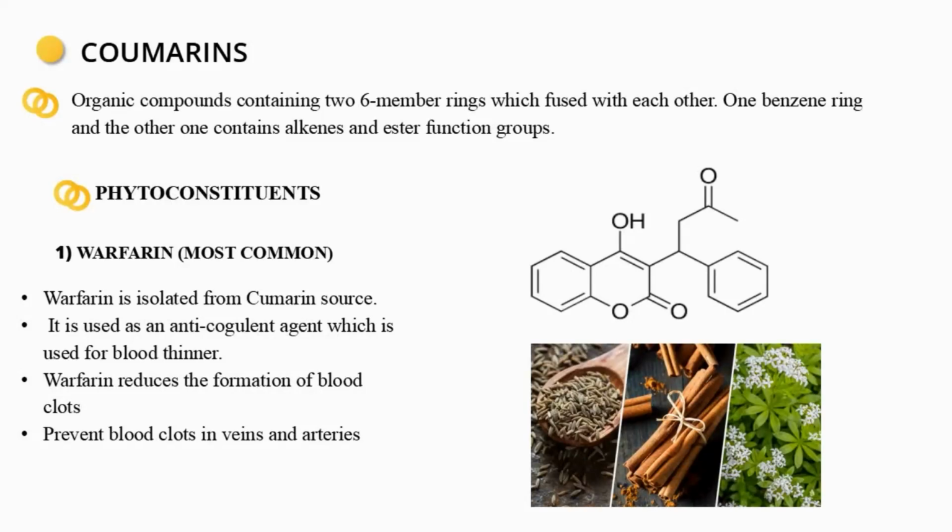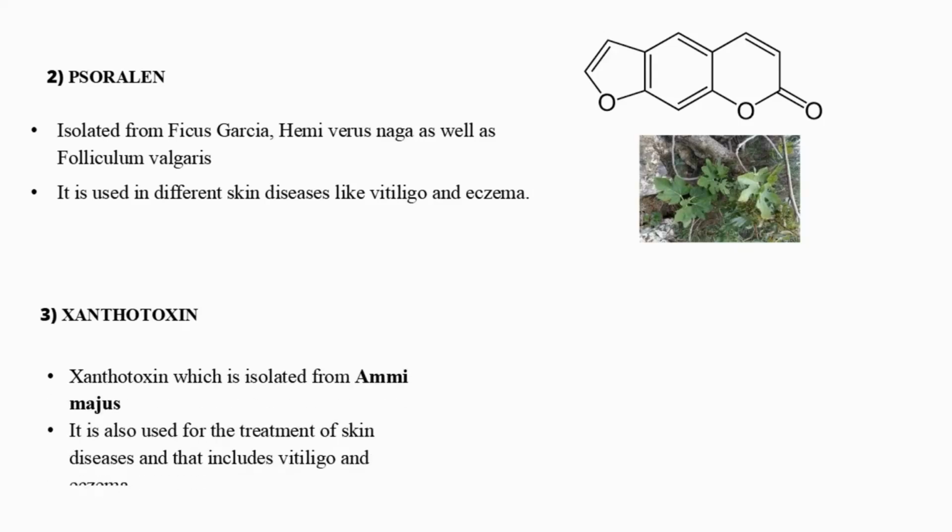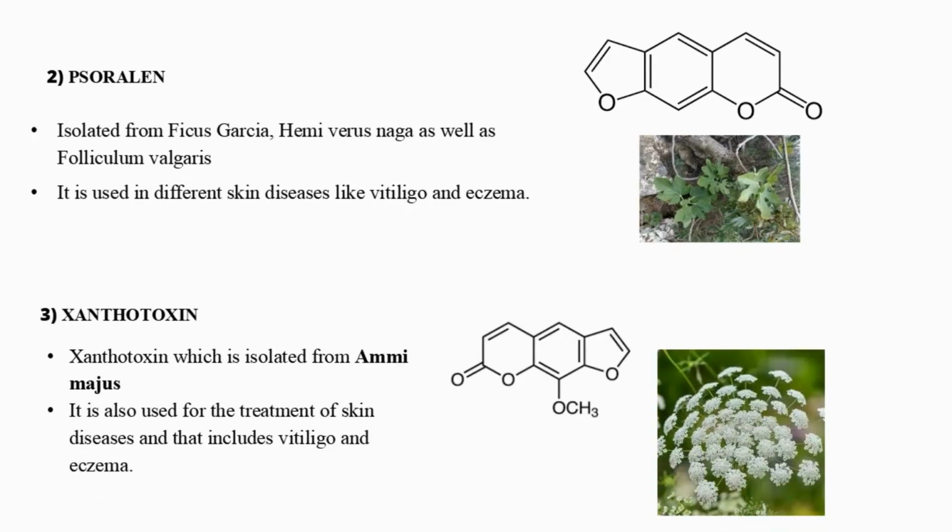Now we see the uses and isolation sources of these phytoconstituents. Warfarin is isolated from a coumarin source and it is used as an anticoagulant agent, a blood thinner. Warfarin reduces the formation of blood clots and is used to prevent blood clots in veins and arteries. The second molecule is psoralen. Psoralen is isolated from Ficus carica, Ammi visnaga, as well as Foeniculum vulgare.